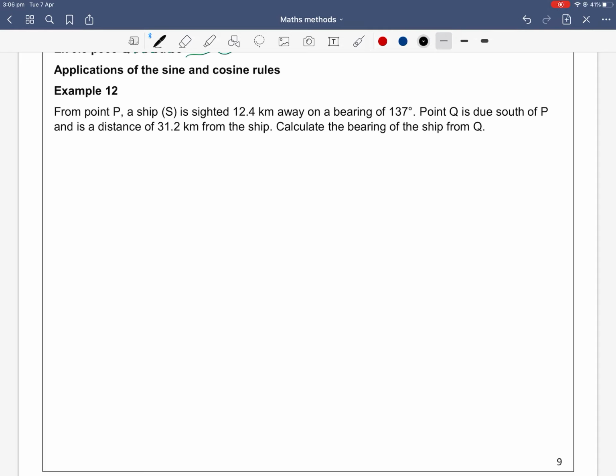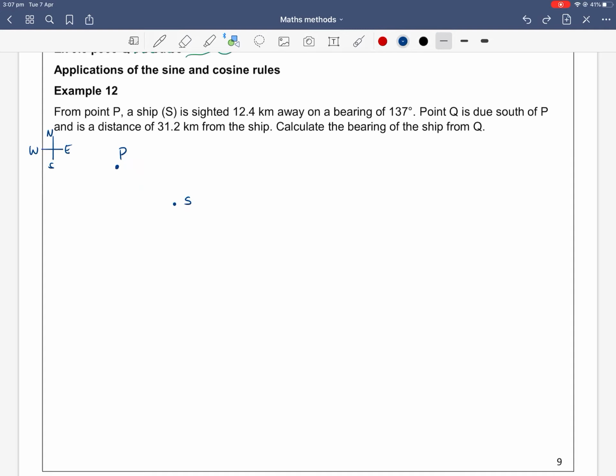So we first draw a diagram with these word problems. Pull out your trusty ruler to draw those beautiful straight lines. We're working with bearings, so let's draw on the corner our north, south, east, west indicator, just so we know our directions. Let's start with a point P, and we're heading towards a ship S.